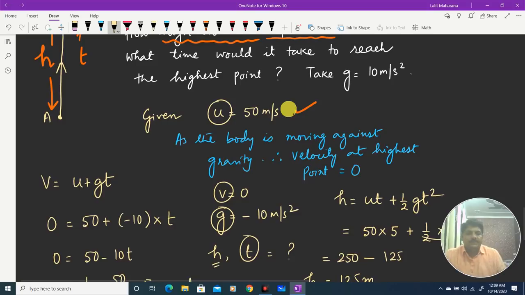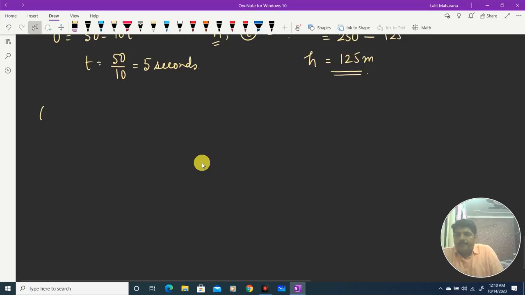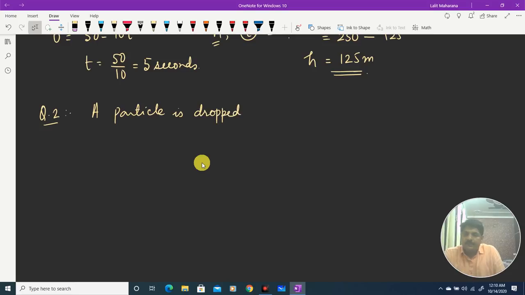Okay, let us move on to the next question. Next example. Let us see what is given in the question. Let us see another question here. So the question is, a particle is dropped from a tower 180 meter high. So let me write down the question. Question number 2. A particle is dropped from a tower 180 meter high.